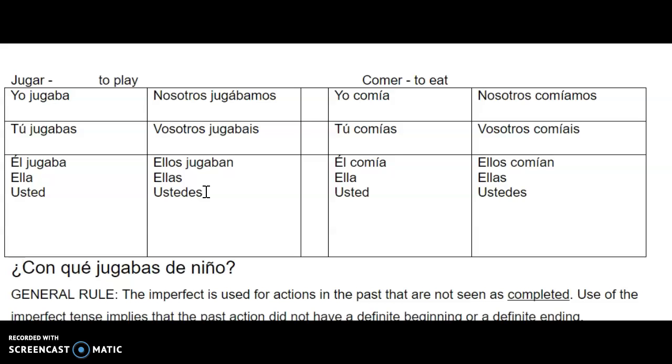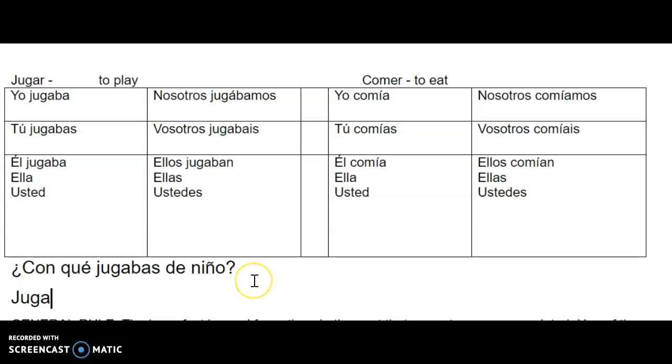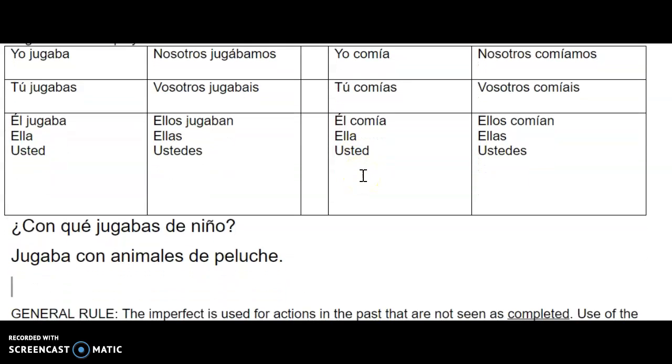So in class, I started and I said, yo jugaba con Barbies y Legos, right? I asked another student, ¿con qué jugabas de niño? And this student said, jugaba con animales de peluche. Animales de peluche are stuffed animals. So then I asked a lot of other questions using this tense. So I said things like, ¿tenías un animal muy especial? Did you have, so tenías, right? That ends in that es ending, like up here. Did you have a very special animal, like, you know, your favorite one?